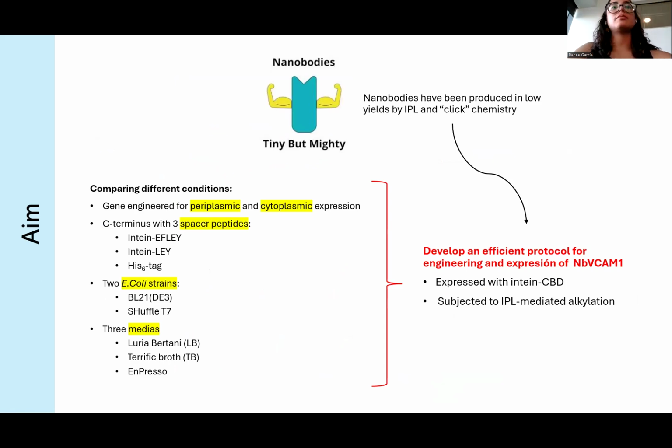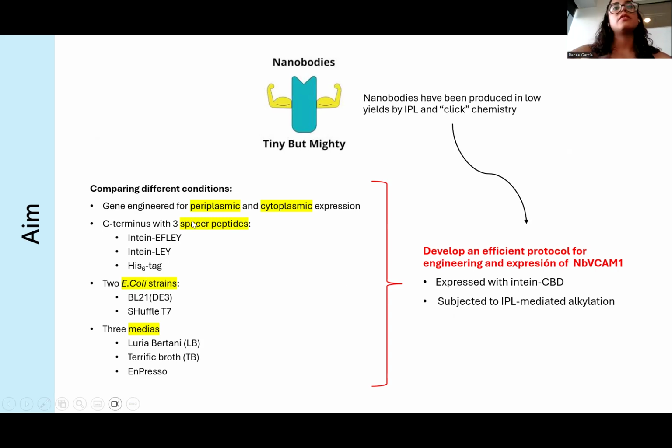This article aims at developing an efficient protocol for engineering and expression of the VCAM1 nanobody, since previous protocols involving IPL and click chemistry show very low yield of nanobody expression. This expression is intended to be with intein CBD and, as I said, subjected to IPL-mediated alkylation. And they will be doing this by comparing different conditions.